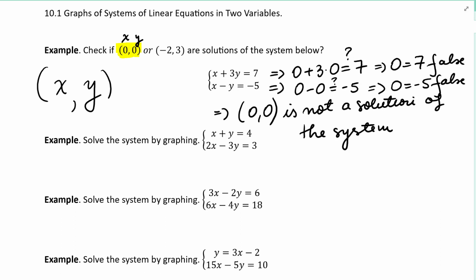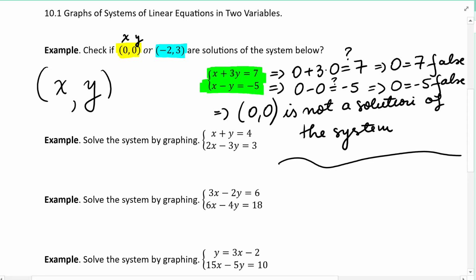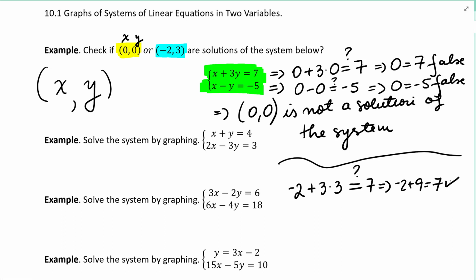Now we can try and check if negative 2, 3 is a solution. It's still the same system: x plus 3y equals 7 and x minus y equals negative 5. So negative 2 plus 3 times 3 equals 7. Well, negative 2 plus 9, it does equal 7. So negative 2, 3 satisfies the first equation. Now we have to check the second one. So negative 2 minus 3 equals negative 5?